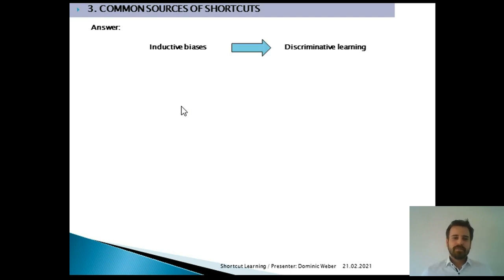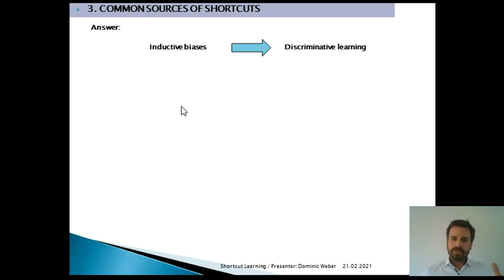So what are the common sources of shortcuts? Models can develop certain inductive biases, and these biases influence how some solutions are much more easily detectable than others. The paper by Geirhos explains that once such a predictive feature is found, the decision rule may actually depend entirely on this shortcut feature. This is called discriminative learning.